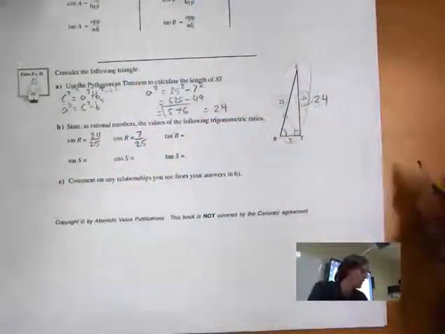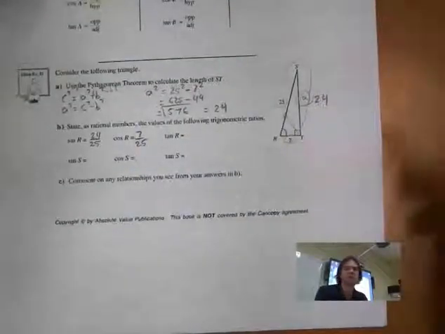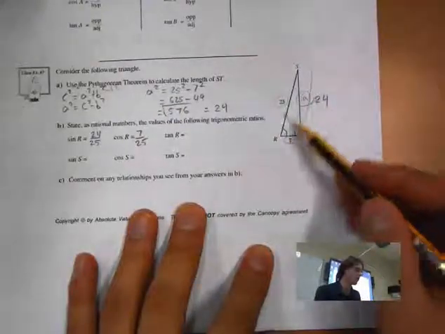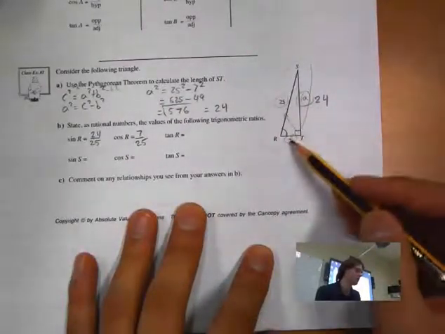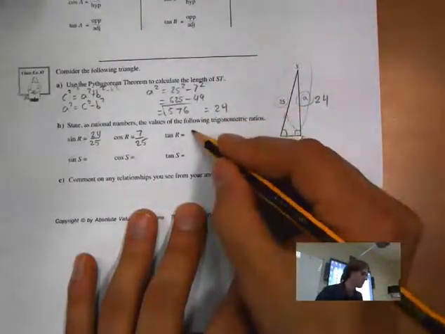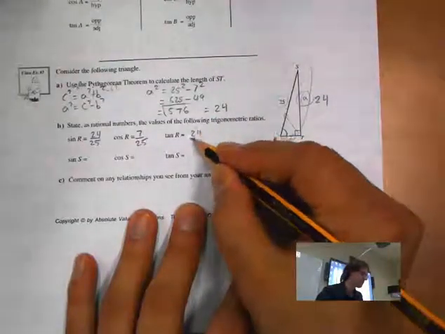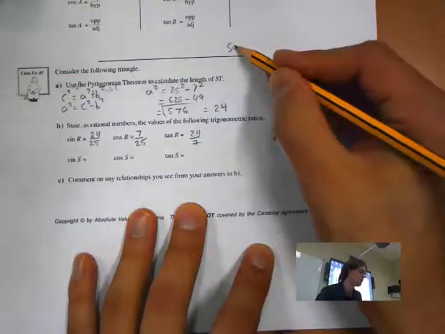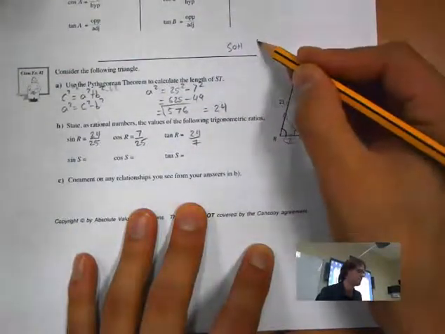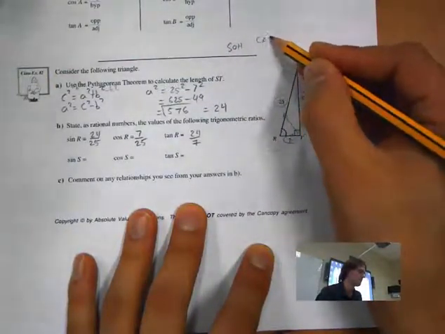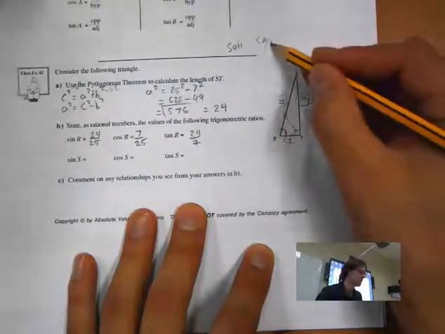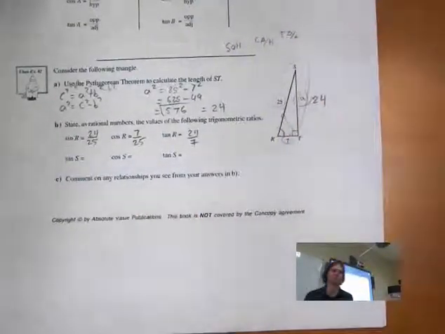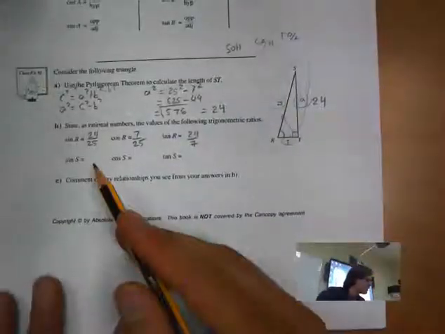And then we want tan. Well, take a look at tangent. It's opposite over adjacent. So it's 24 over 7. So always remember SOHCAHTOA. Just write it down. Okay, SOHCAHTOA.